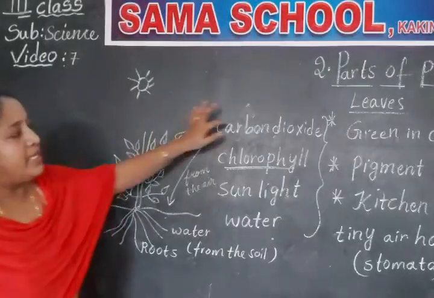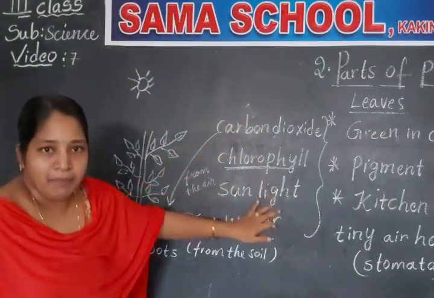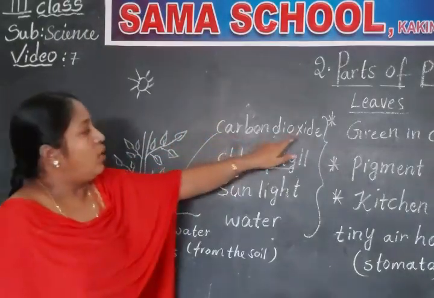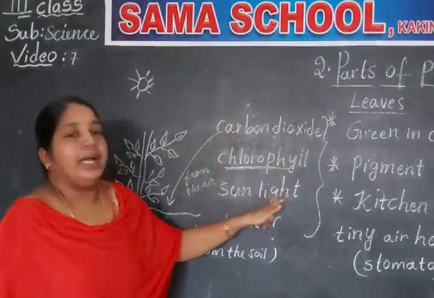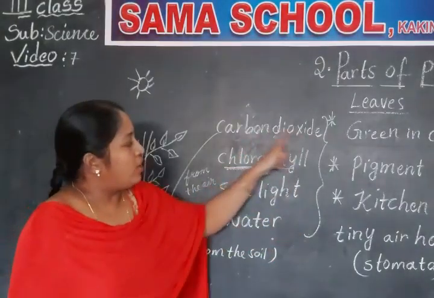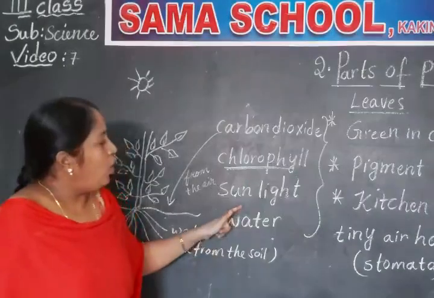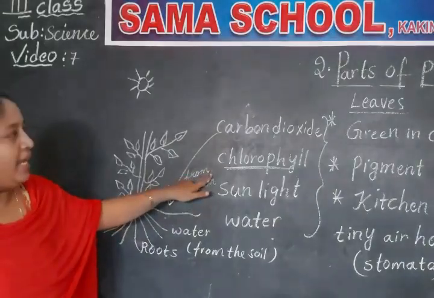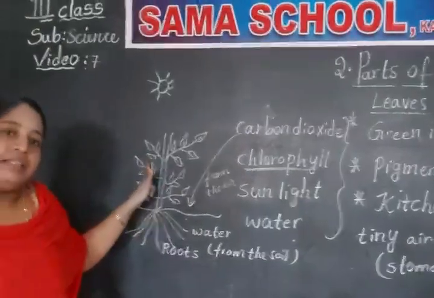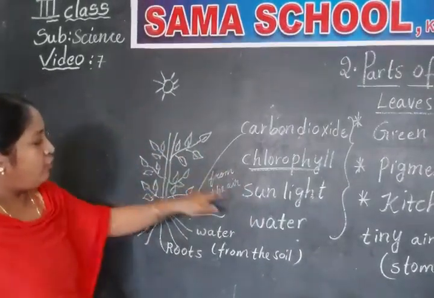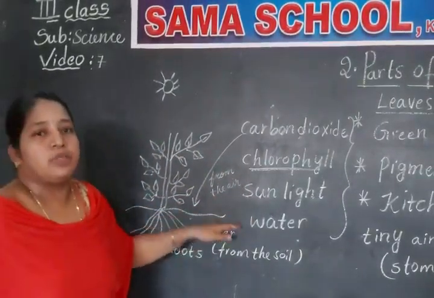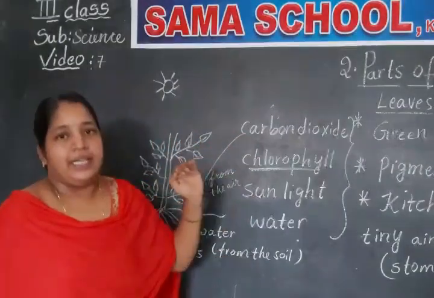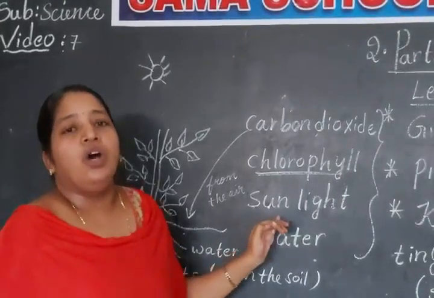Clear, children? So these are the four materials used by plants to make their food. What are the four things? Carbon dioxide, chlorophyll, sunlight, water. How does the plant get carbon dioxide? From the air. Chlorophyll is already in the leaves, and the plant absorbs water through the roots. With the help of these four materials, the plants can prepare their own food material.